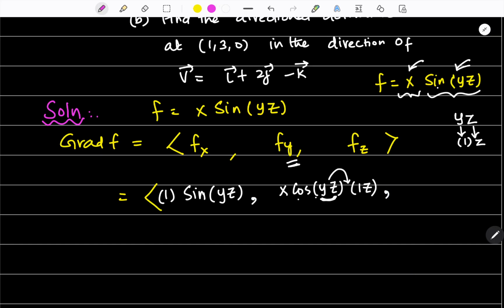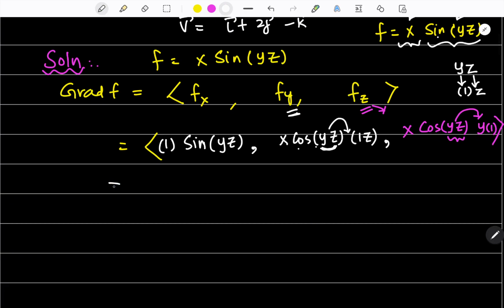And now we take the derivative of f with respect to z. What is it? x is a constant, sin(yz), you take with respect to z, so cosine(yz), then the derivative of yz with respect to z: y is a constant, and the derivative of z is 1. The same idea.